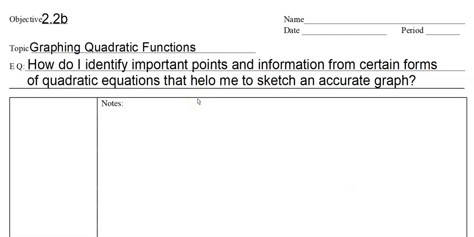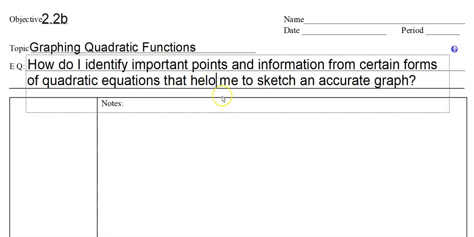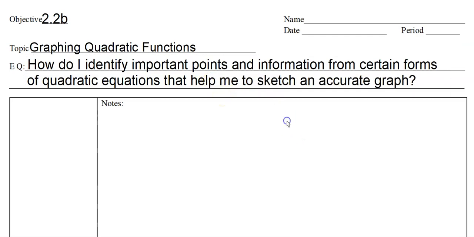So today we're graphing quadratic functions, and the essential question: how do I identify important points and information from certain forms of quadratic equations that help me to sketch an accurate graph? Okay, so let's start with the way we started yesterday.